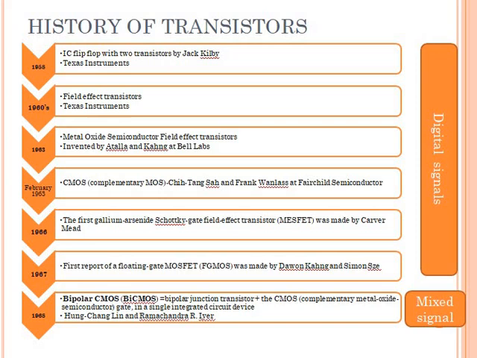In 1968, BiCMOS, that is both the bipolar junction transistor and the complementary metal oxide semiconductor transistor, were combined together to overcome the disadvantages of the bipolar junction transistor and the CMOS transistor, so that BiCMOS serves both the advantages of BJT and CMOS. It was designed in a single integrated chip, that is in an IC, and was introduced by Hung-Chang Lin and Ramachandra R. Iyer. In BiCMOS circuits only, we can have mixed signals.